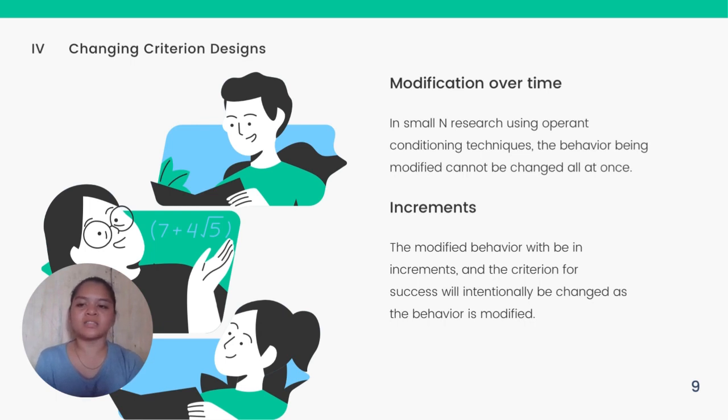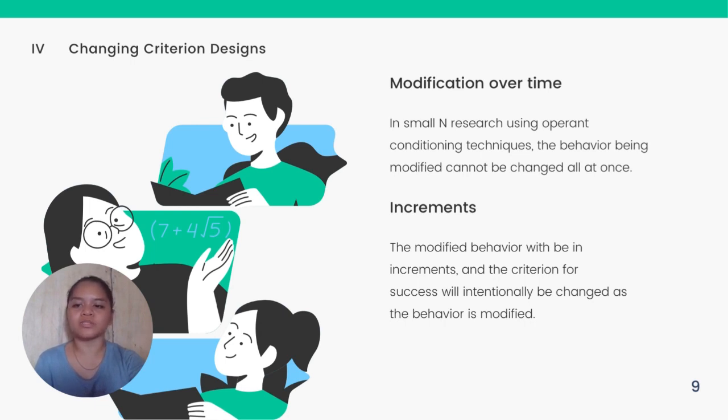As the child meets the criterion consistently over several sessions, the criterion may be increased to two verbal interactions per 10-minute observation period. As the child continues to make progress, the criterion may be further increased to three verbal interactions per 10-minute observation period. In this example, the behavior is being modified in increments towards the desired amount. The performance criterion is intentionally changed as the child meets the criterion consistently.